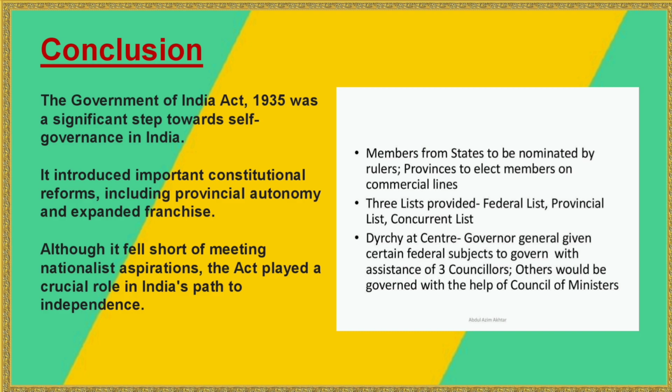Conclusion. The Government of India Act, 1935 was a significant step towards self-governance in India. It introduced important constitutional reforms, including provincial autonomy and expanded franchise. Although it fell short of meeting nationalist aspirations, the Act played a crucial role in India's path to independence.